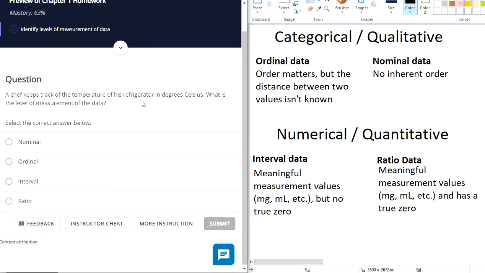For the first question here, a chef keeps track of the temperature of his refrigerator in degrees Celsius. What level of measurement of data is this? So degrees Celsius is quantitative, so we're going to look down here at interval or ratio. Interval data is data that doesn't have a true zero. Zero stands for nothing, right? 0 degrees Celsius does not mean no temperature. So Celsius does not have a true zero. 0 in Celsius does not represent nothing. It does represent something. Ratio data, like Kelvin, would be an example of ratio data because Kelvin has a true zero.